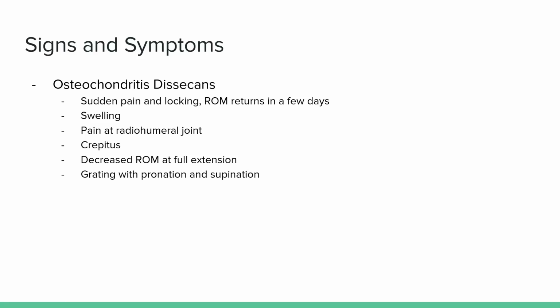So some signs and symptoms of osteochondritis dissecans would be sudden pain and locking, range of motion returns in a few days, swelling, pain in the radiohumeral joint, crepitus, decreased range of motion with full extension, and a grating feeling with pronation and supination.